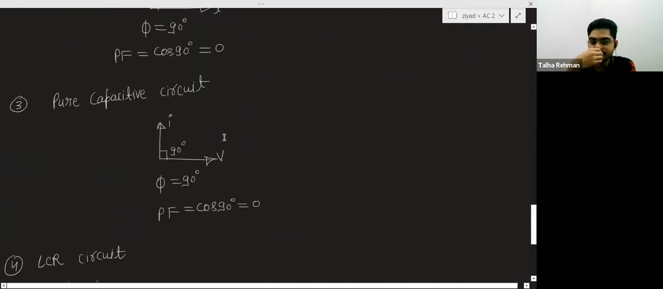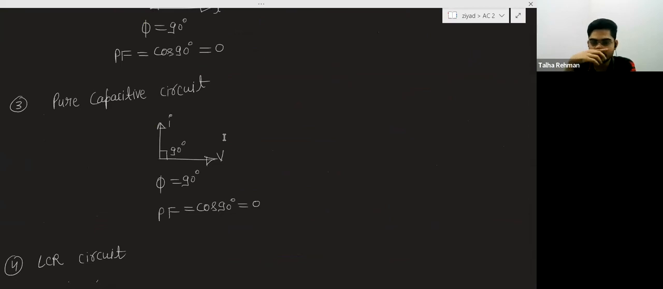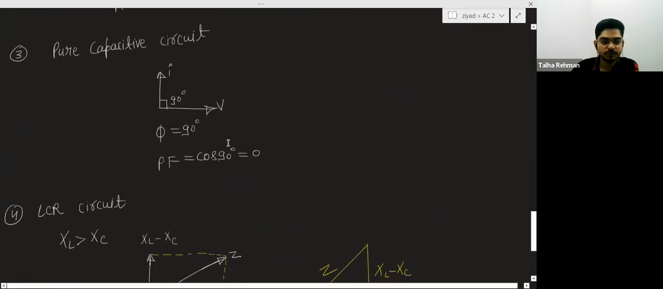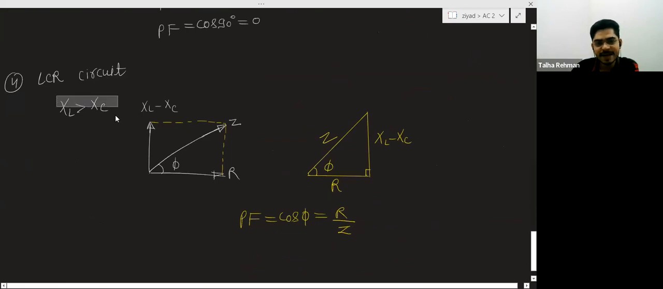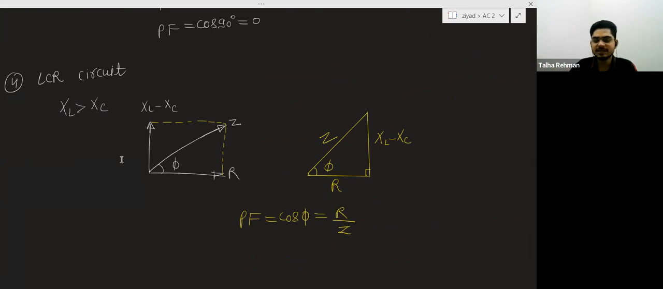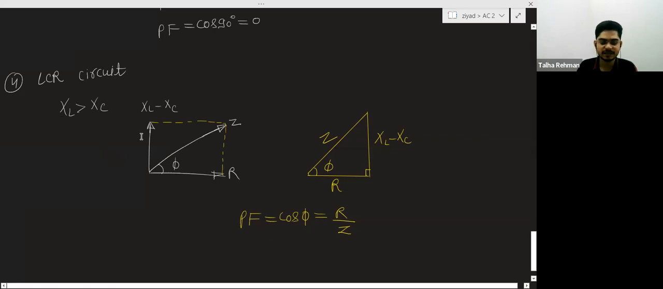So the phasor diagram should be clear to you. This is the case I have taken, XL is greater than XC. You can take another case in which XC is greater than XL. Then there are slight changes in the phasor diagram.